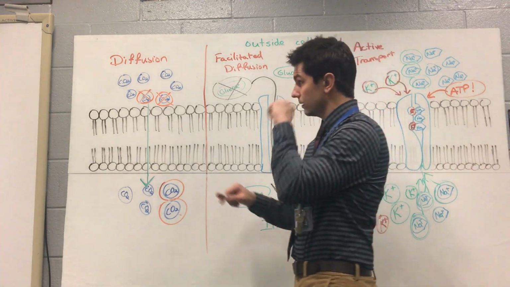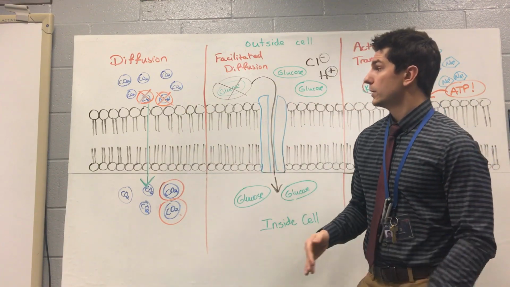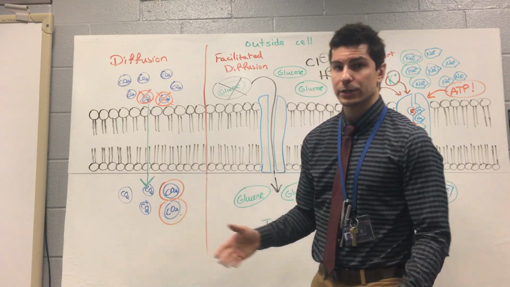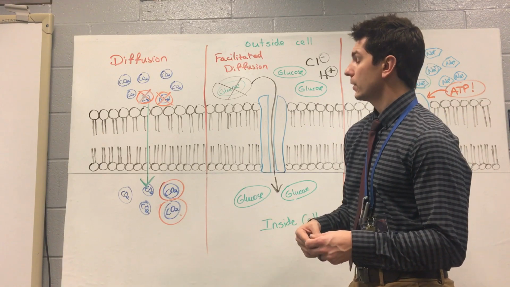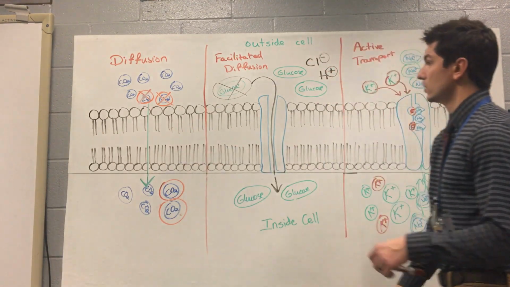All right, diffusion, this is going to move small nonpolar molecules. It's going to go from high to low concentration. It's going to keep going until equilibrium, or the same amount on each side, is reached. Okay? And then lastly, it's going to move right through our phospholipids.